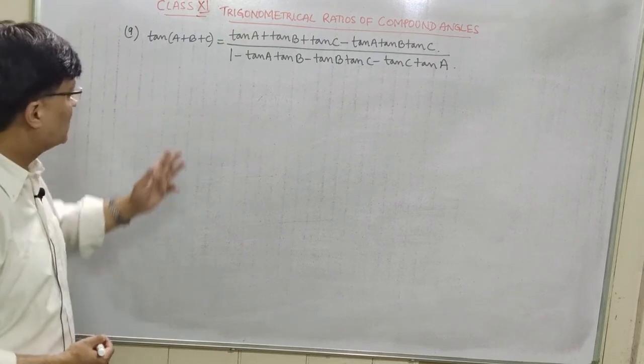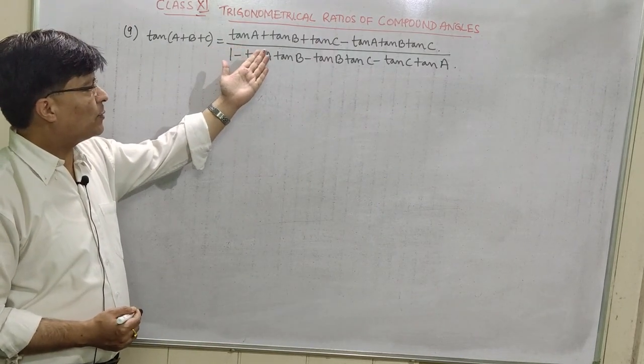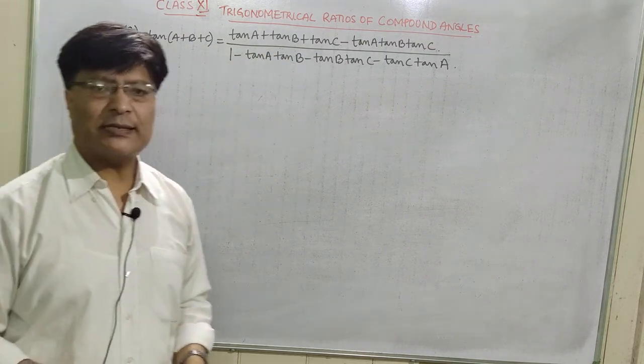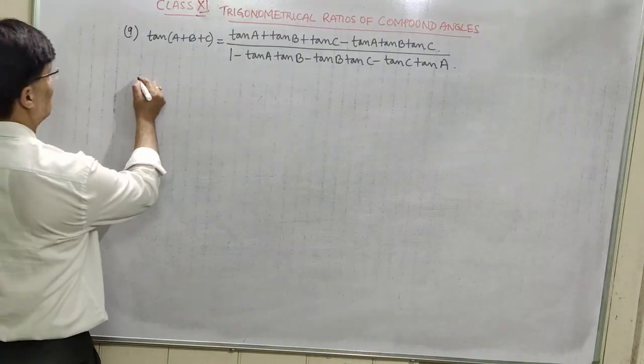That is formula number 9. That is, you have to prove tan of A plus B plus C is equal to tan A plus tan B plus tan C minus tan A tan B tan C whole divided by 1 minus tan A tan B minus tan B tan C minus tan C tan A. So let us prove it.